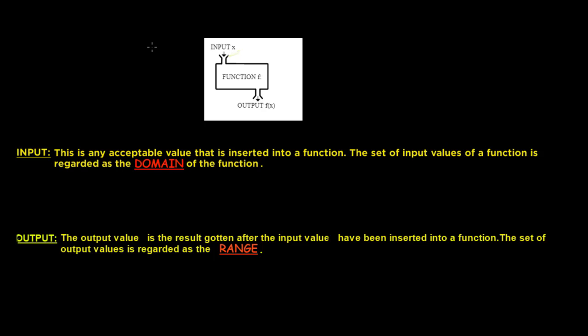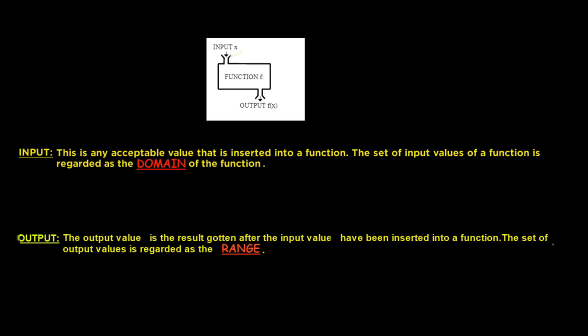So now let's talk about output. The output value is the result gotten after the input value has been inserted into a function. So once you put that acceptable input value, you get a resulting output value. Now the range can be seen as the set of output values. An output value basically comes from the input value, and the range can be seen as that set which contains all the output values, or only the output values, of that function. Okay, so before we move to another definition of a function, let's look at the real number line.